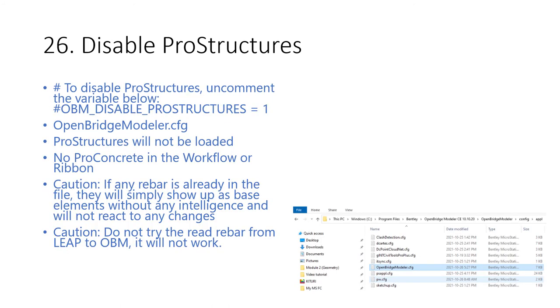As I mentioned before, this is for when you don't want to run, or you don't allow your users to run, the ProStructures license. It's part of a change in the OpenBridge Modeler CFG file. So at the CFG level, you can deactivate that option of inadvertently running ProStructures and consuming a license.